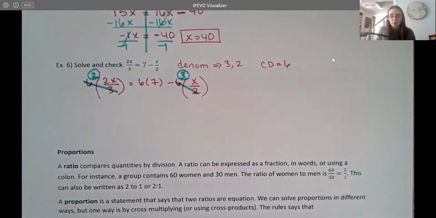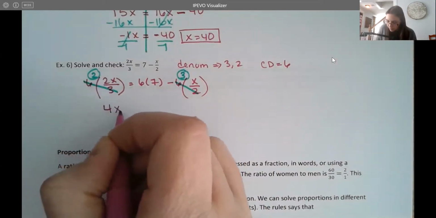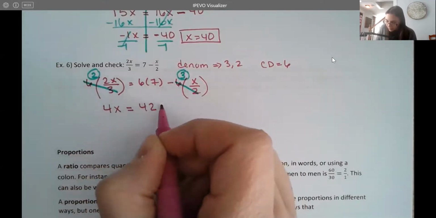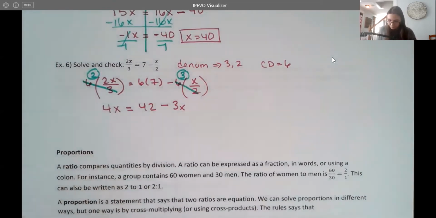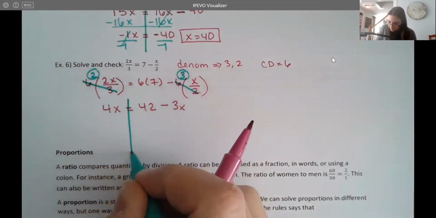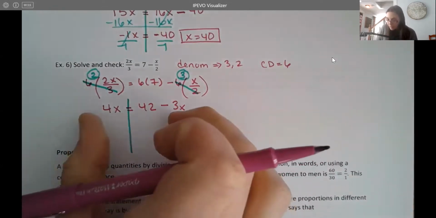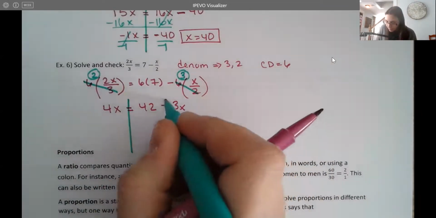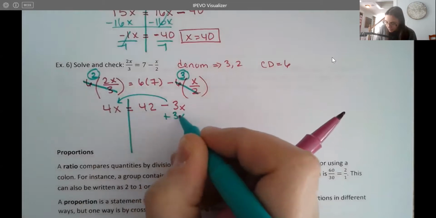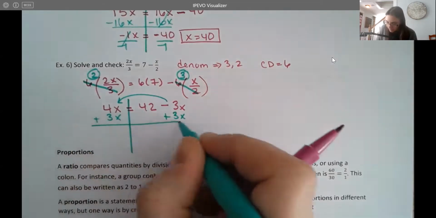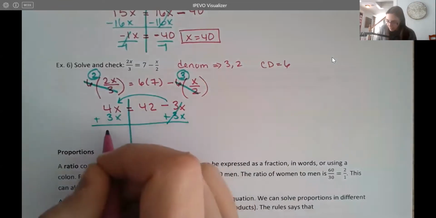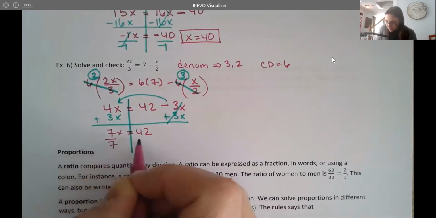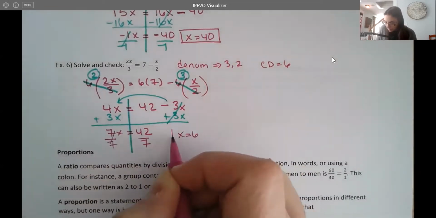I multiply with what's left over. 2 times 2 is 4, so I have 4x. 6 times 7 is 42, minus, and 3 times x is 3x. Now again, I do want to combine those like terms. They're just on different sides. And I want to get my x's on one side and my numbers on the other. So I'm going to, again, bring my x's to the left here because my 42 is just hanging out on the right already. Minus becomes plus, and I have 7x is equal to 42. Finally, divide both sides by 7, and x is equal to 6.